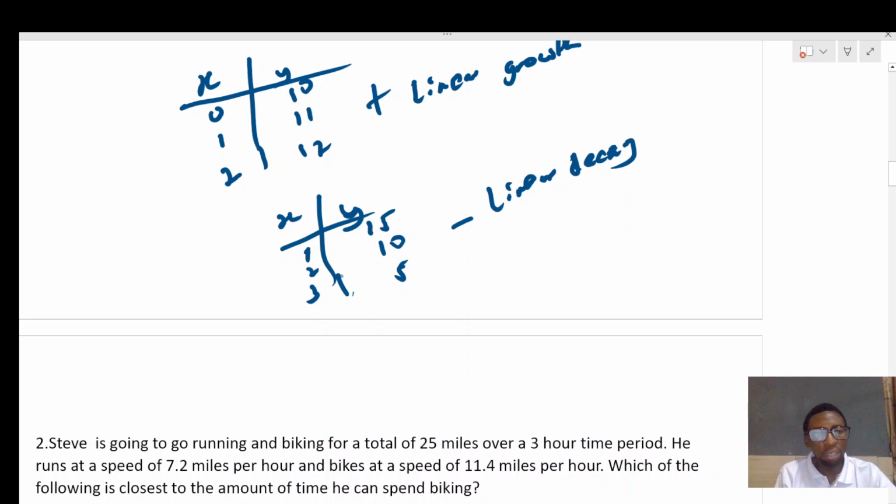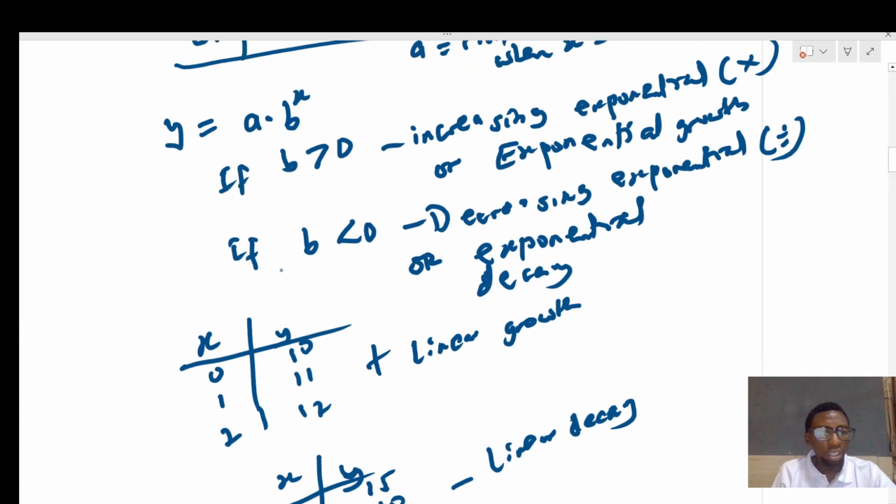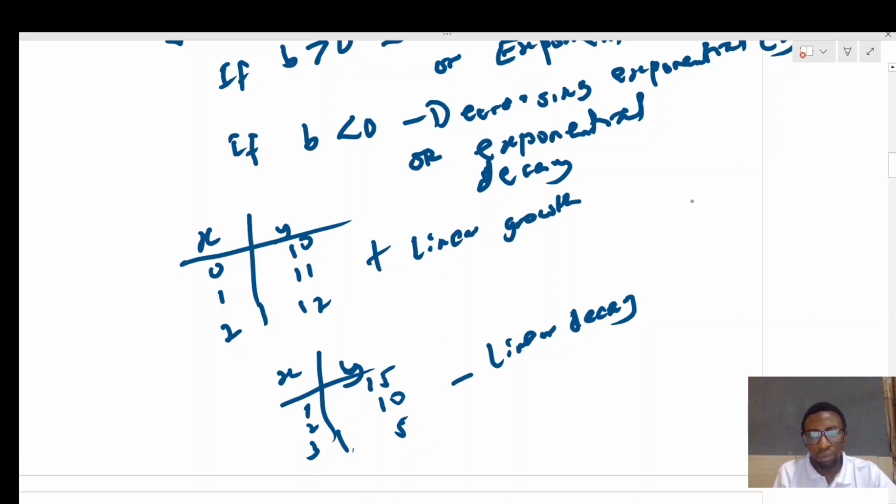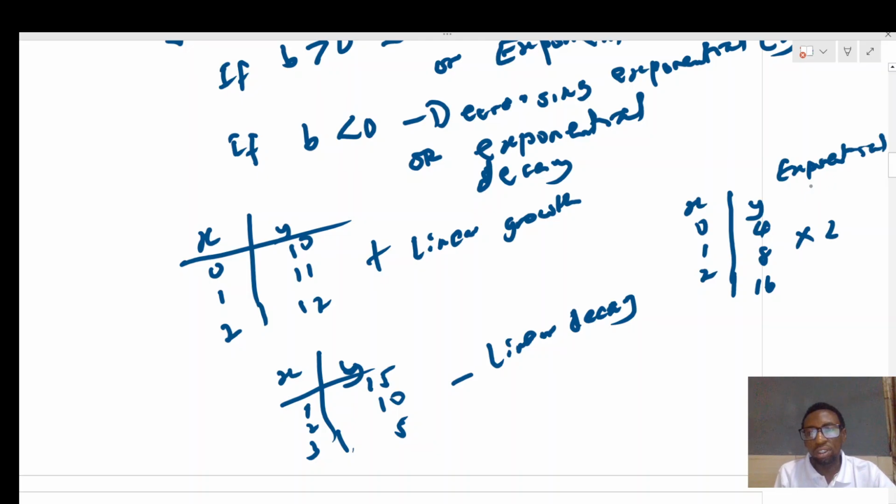If I plot this graph, m will be negative. But let's say I have something like this: x, y. Let's say I have 0, 1, 2. So this is like 4. This is like 8. This is like 16. This is called exponential growth. So in this case, my a is 4. In this case, my a is 10.